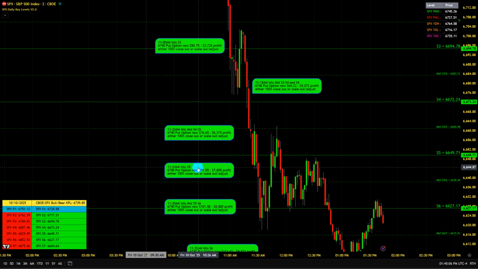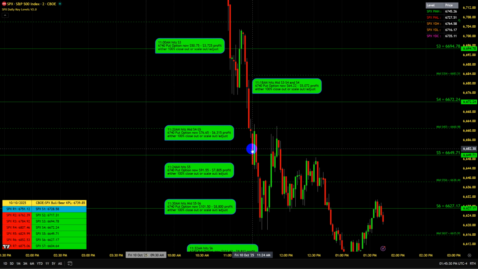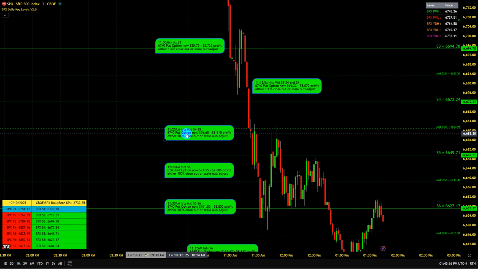the 11:24 candle. So on the close of this candle, which this one happened to follow through and close below it, this put option is now $91.55. So you have a $7,805 profit per option. So again, if you have any runners still left over, then it's either 100% close out now or adjust on the runners again. And so in this case, you would be adjusting it on the runners again back to 76.65 when it hit the 91.55.